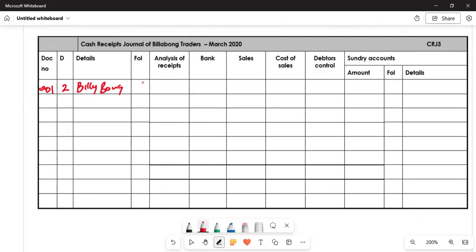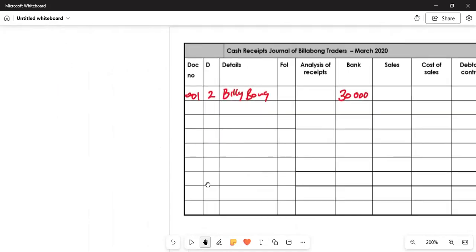How much did he deposit? 30,000. That 30,000 was for capital. He increased his capital. So we write it under sundry accounts, because you don't have columns for capital here, as you can see. Then we add capital. That is the details. Now we move on.